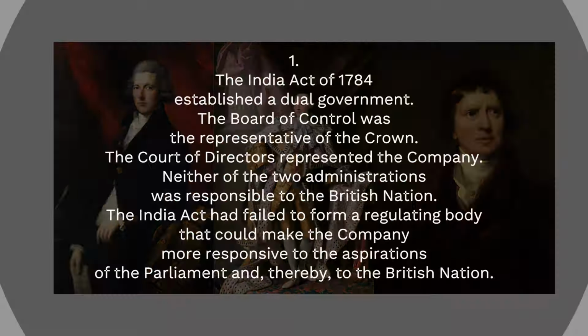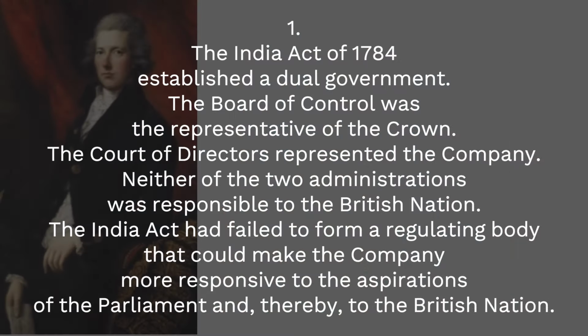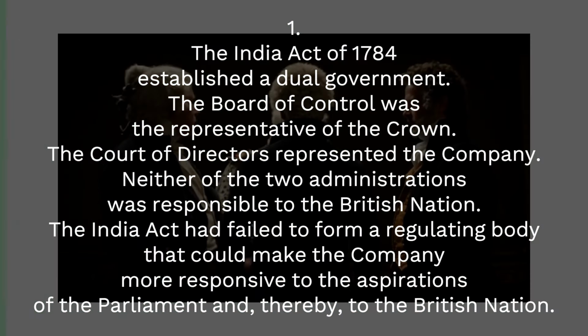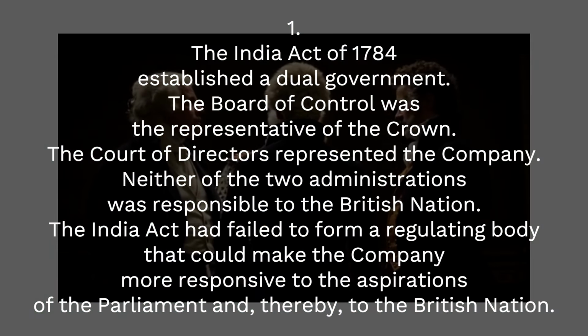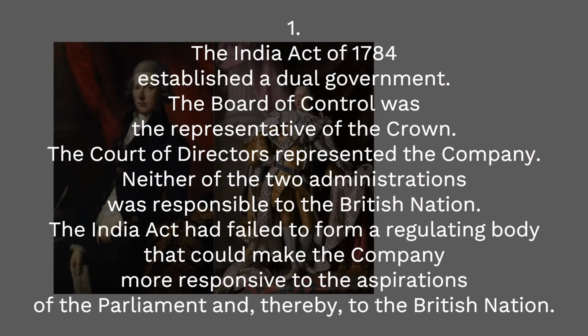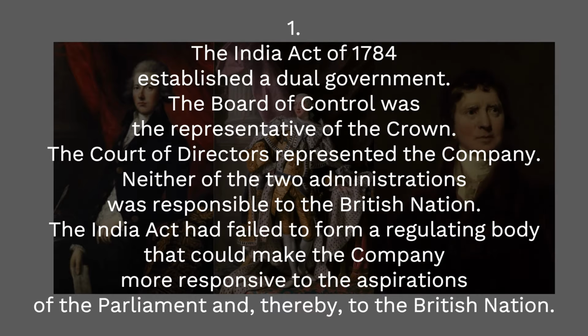1. The India Act of 1784 established a dual government. The Board of Control was the representative of the Crown. The Court of Directors represented the company. Neither of the two administrations was responsible to the British nation. The India Act had failed to form a regulating body that could make the company more responsive to the aspirations of the Parliament and, thereby, to the British nation.